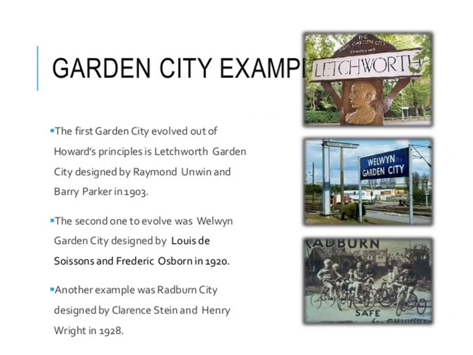So this slide belongs to the garden city examples. The first garden city evolved out of Howard's principles is Letchworth Garden City, designed by Raymond Unwin and Barry Parker in the 19th century. The second one to evolve was Welwyn Garden City, designed by Louis de Soissons and Frederick Osborn in 1920. Another example was Radburn City, designed by Clarence Stein and Henry Wright in the year 1928.